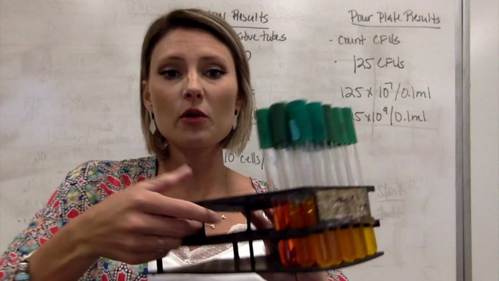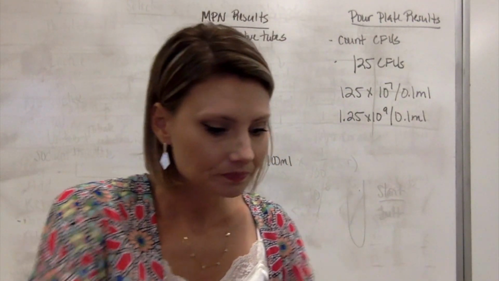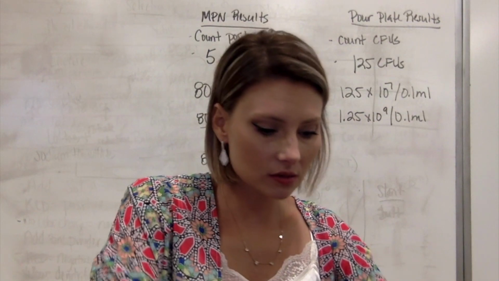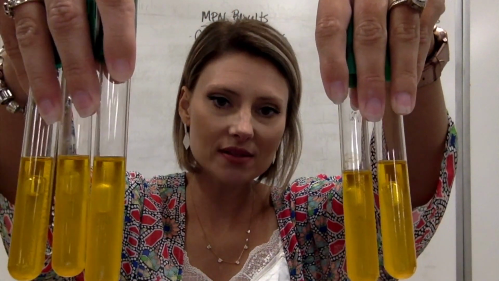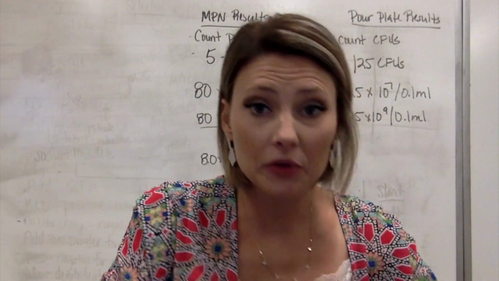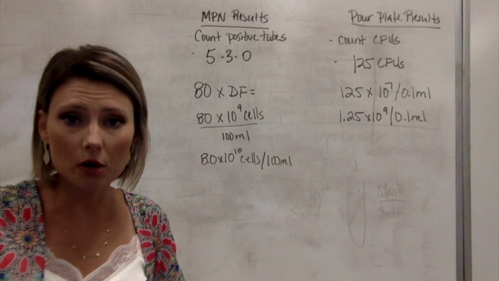So I'm going to start out with my first row, which is my 10 to the negative 8 dilution. And if you see here, they're all yellow. They're all positive. So I would write down the number 5, which I've already done on the board here. That's my first number.